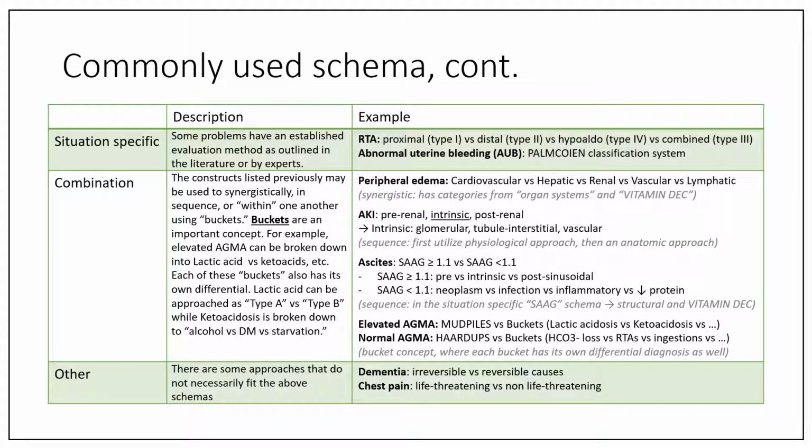Some buckets that we can divide elevated AGMA into include lactic versus ketoacidosis versus renal failure versus toxic ingestions. You can also note that each of these categories has its own differential diagnosis, where lactic acidosis can be type A versus type B, while ketoacidosis can be approached as diabetes versus alcohol versus starvation. The last category that I have listed is other. Of course, there are some approaches that don't necessarily fit into any category. For example, chest pain can be viewed as life-threatening versus non-life-threatening.